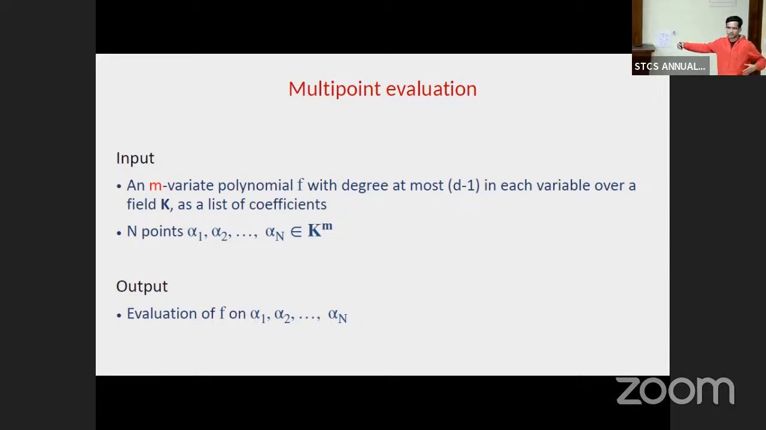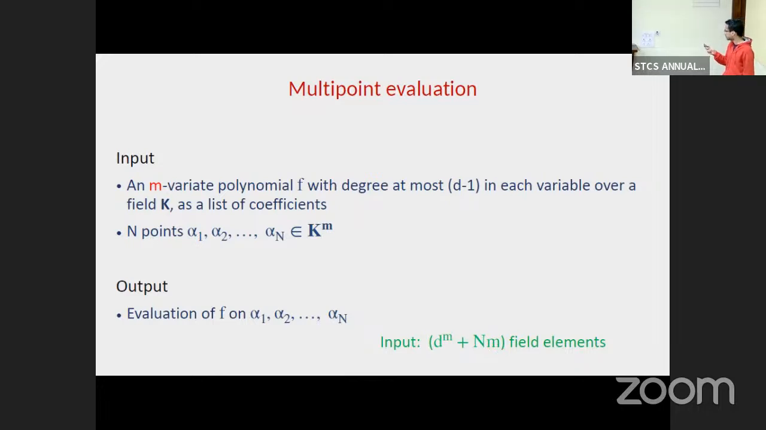Your input is the coefficient vector of this polynomial, along with a bunch of points, a bunch of m-tuples over K. m is the number of variables. Your goal is to evaluate the polynomial f on these points, alpha 1 to alpha N. I'm going to follow this notation throughout the talk. Little m is the number of variables, capital N is the number of points at which you want to evaluate the polynomial, little d is the degree in each variable. So this is an m-variate polynomial of degree less than d in each variable, so its coefficient vector has length d to the m. The input is given by a vector of length d to the m plus capital N times m field elements.